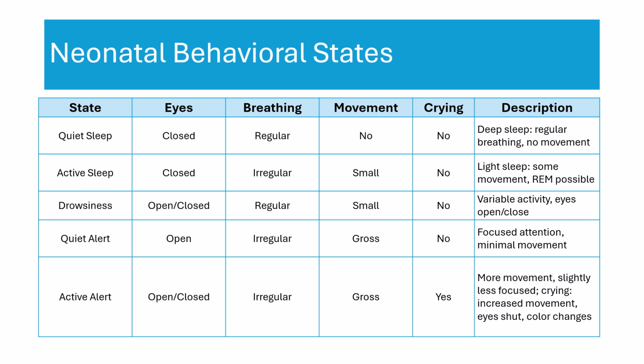The quiet, alert state, the ideal state for examination, shows focused attention with minimal movement. Active alert presents with more movement and slightly less focus. And the crying state shows increased movement, shut eyes, and color changes. Recognizing these states helps you time your exam appropriately and interpret findings accurately.